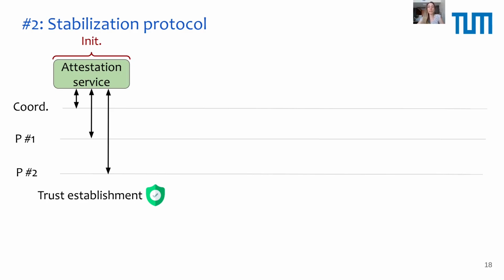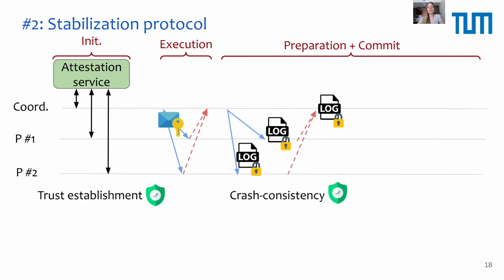Secondly, after the transaction execution, Treaty needs to ensure that distributed transactions will remain crash-consistent. To achieve that, we build on a secure log file format that allows both the coordinator and the participants to log their state and the transaction execution phases persistently in a secure manner.